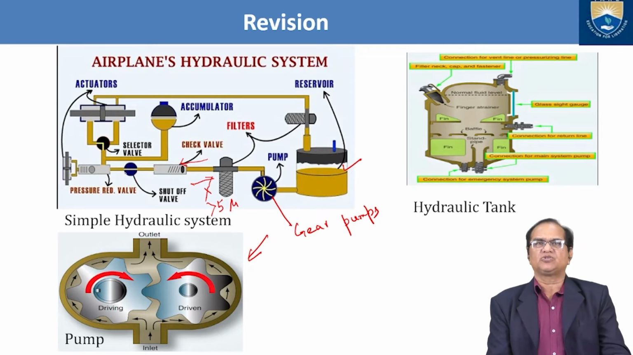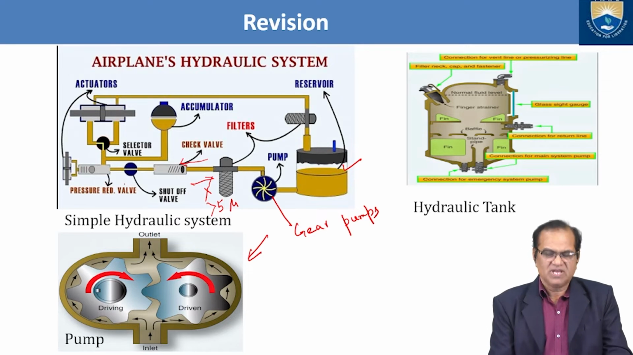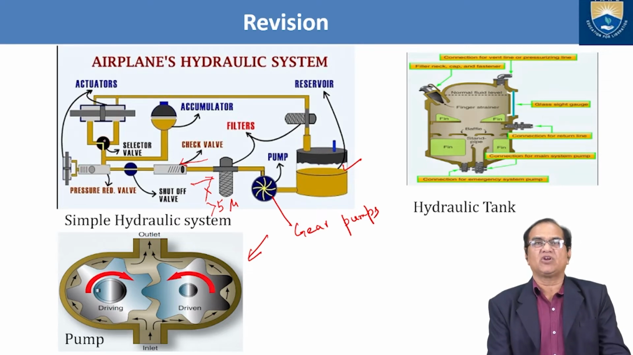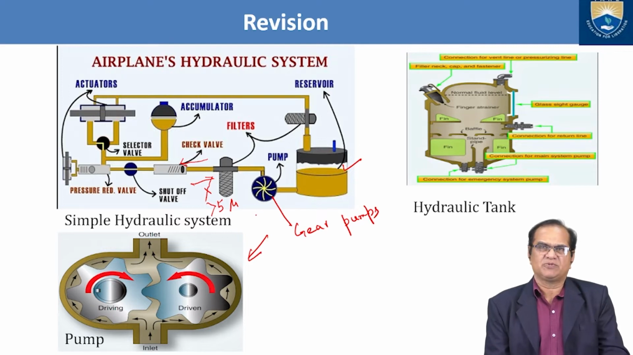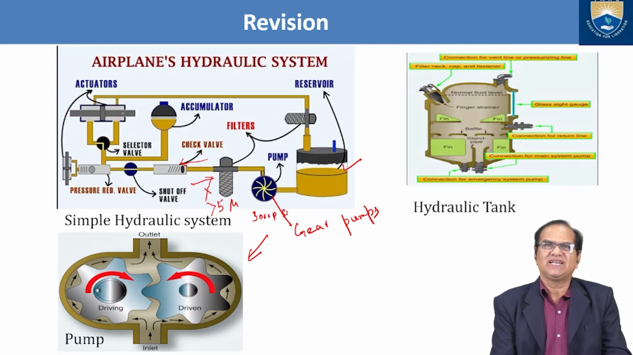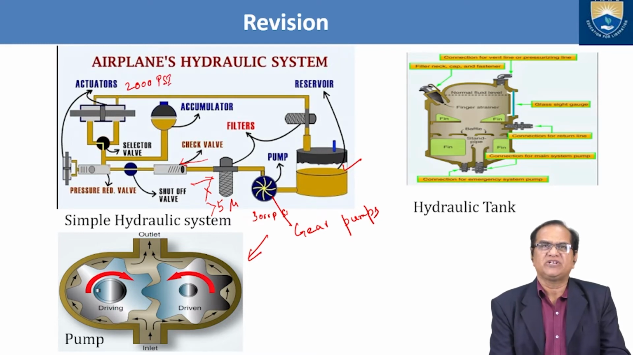And from there it goes to the pressure reducing valve. Here the pressure is set as per the requirement of the actuator. Suppose this pump is pressurizing up to 3000 psi, but our actuator needs 2000 psi. So this pressure reducer will reduce the pressure and the excess pressure will be released. That is the purpose of this.